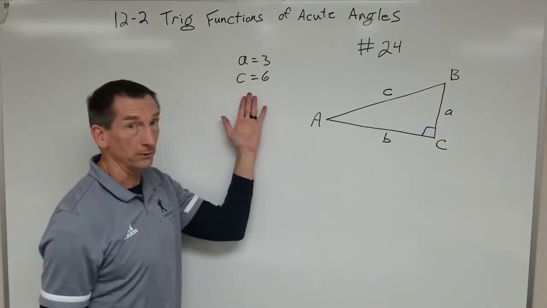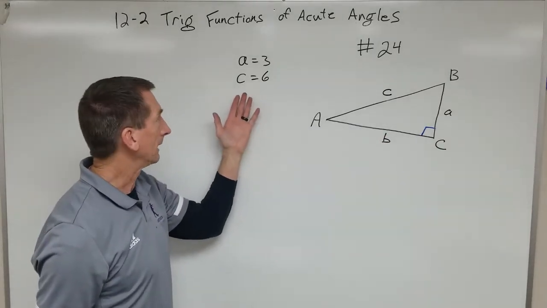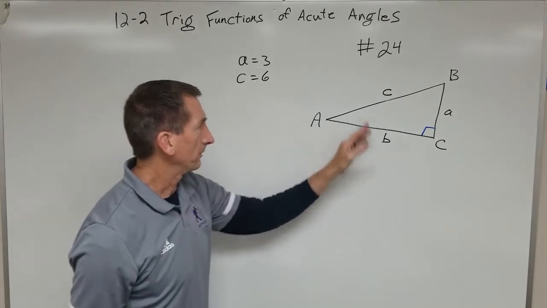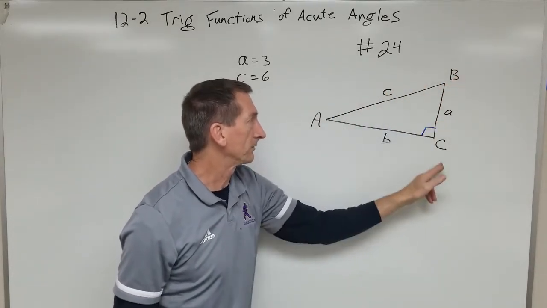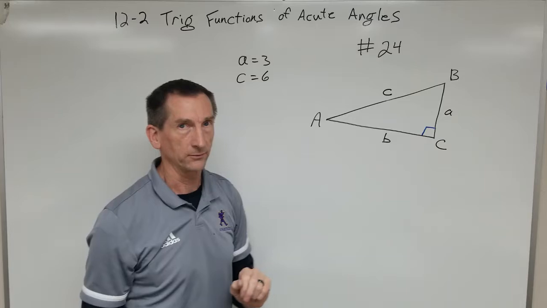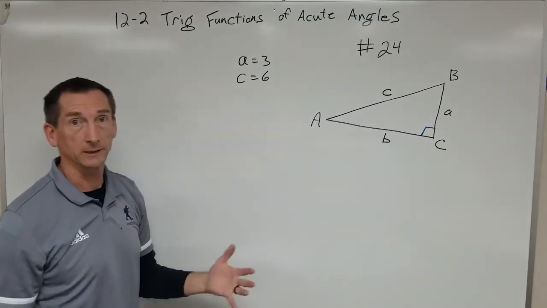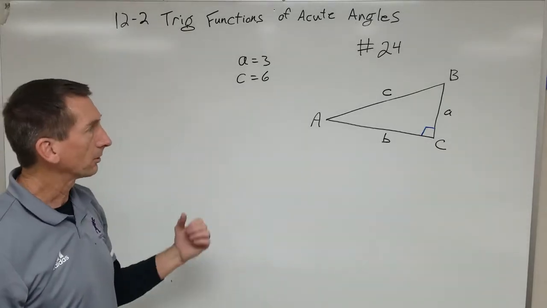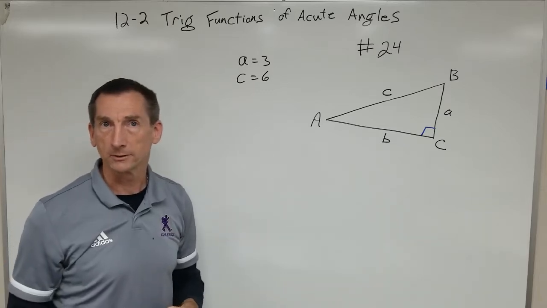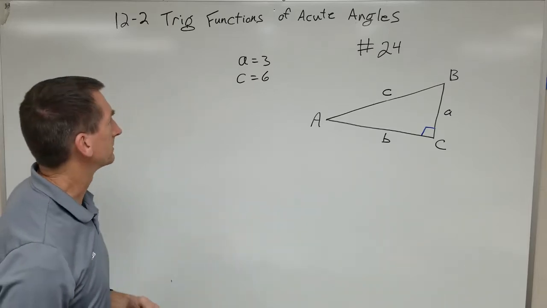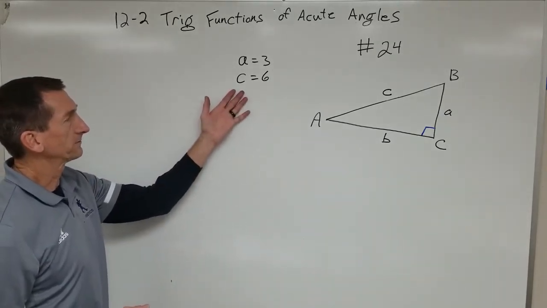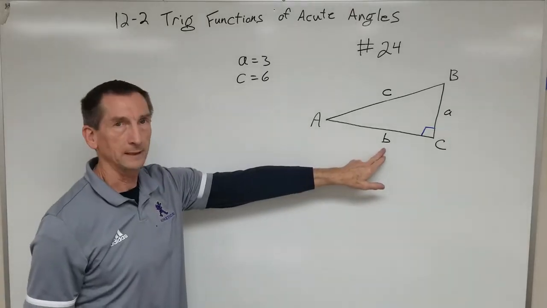Okay, so this is all the information I have. And I need to find out all the angles and all the side lengths. All right, seems like a daunting task, but armed with our knowledge of trigonometry, not hard at all. Let's do this. Okay, first off, let's find side length B.